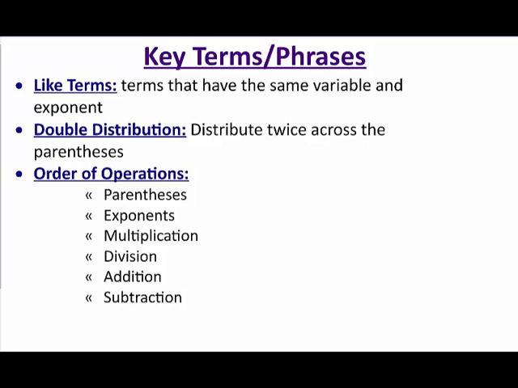Like terms are terms that have the same variable and exponent. Double distribution means that you distribute twice across the parentheses. And order of operations is PEMDAS: parentheses, exponents, multiplication, division, addition, and then subtraction, in that order.